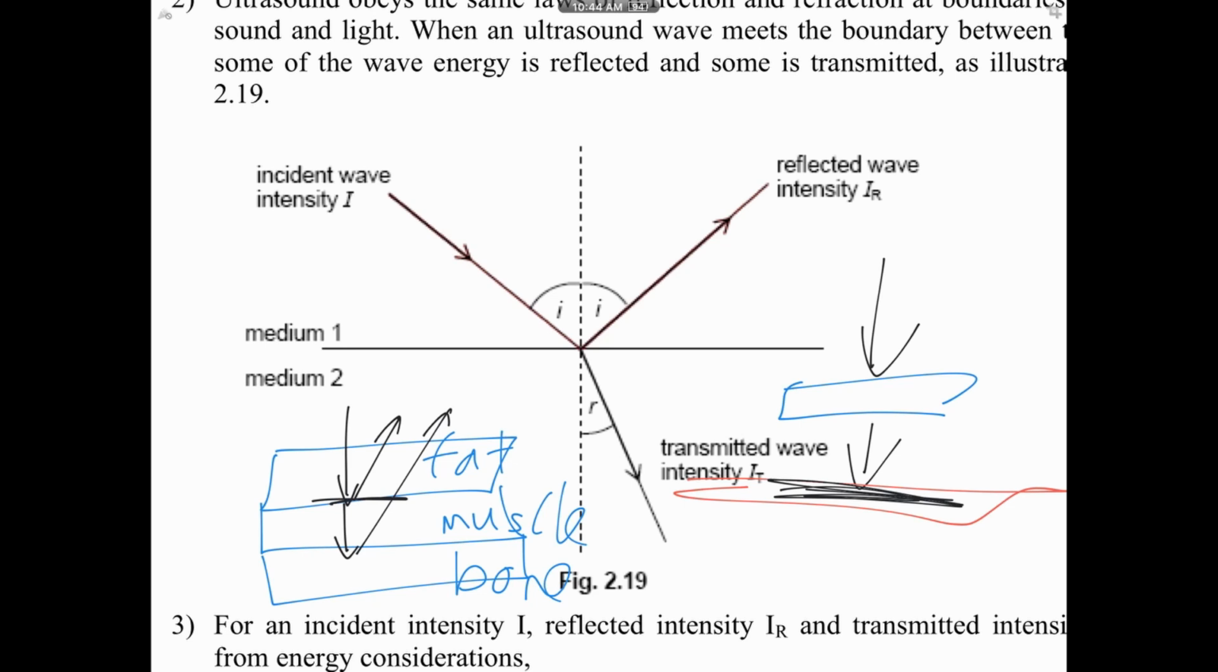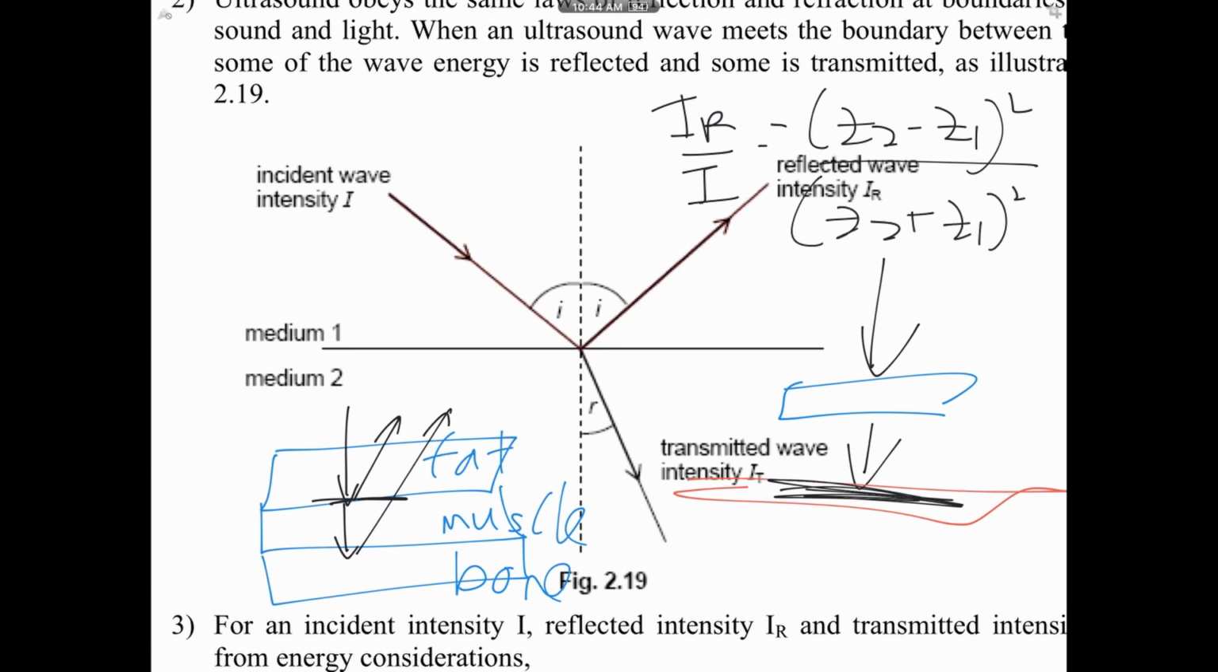The amount reflected is governed by the equation I_R over I equals (Z2 minus Z1) squared over (Z2 plus Z1) squared, where Z is called the specific acoustic impedance, which I gave you the definition of earlier. Specific acoustic impedance is Z equals rho times c, where rho is the density of the medium and c is the speed of the ultrasound through that medium. So each medium has its own value of Z because it depends on the density. Every medium like fat, muscle, and bone has a different density, and the speed of the wave is also different, so they have different values of Z, which are given on your next page. But you must notice the formula here.